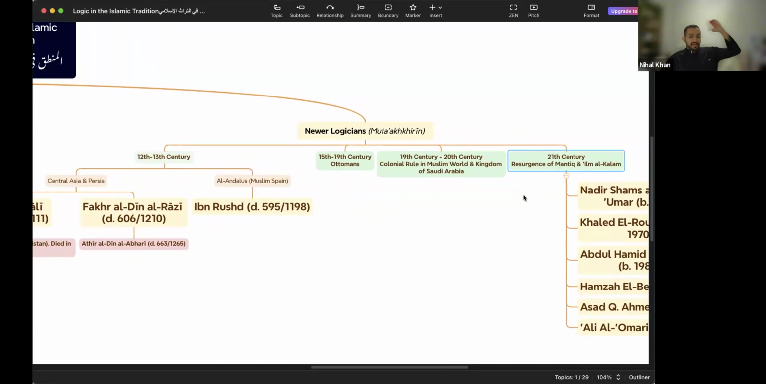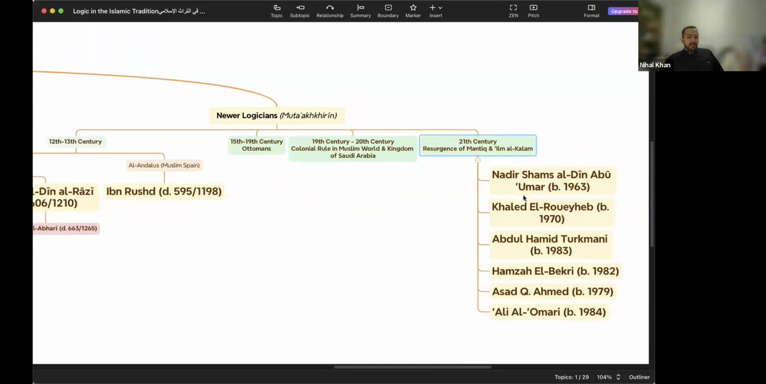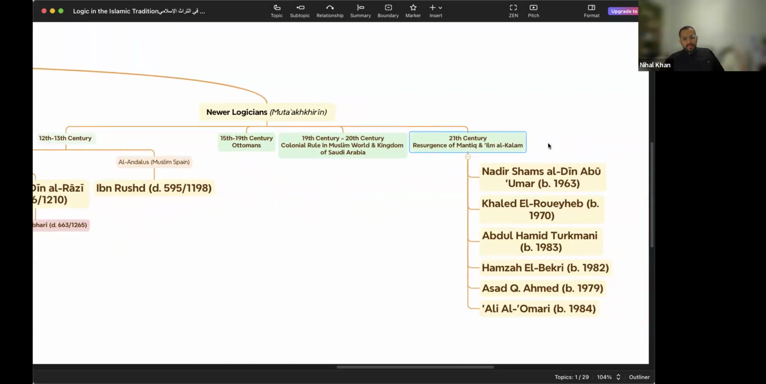So in this day and age, if you want to know who's doing work on mantiq and ilmul kalam, these are some names that I have put down. Some of them I mentioned in my bio. I've had the chance to study with Sheikh Nader Shamsuddin Abu Umar, who is a scholar from Syria. He's a no-nonsense scholar that teaches ilm al-kalam very well. There is Khalid al-Ruwayhib, who I've mentioned previously. He's a non-Muslim academic, a Lebanese Christian that very much respects the Muslim tradition.